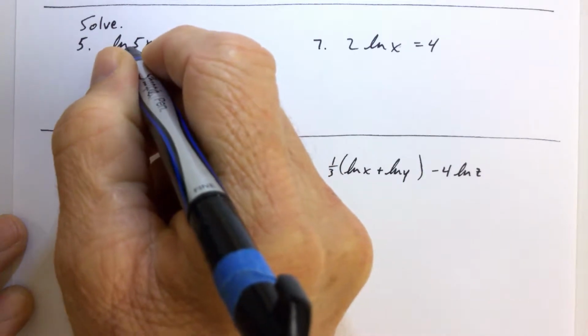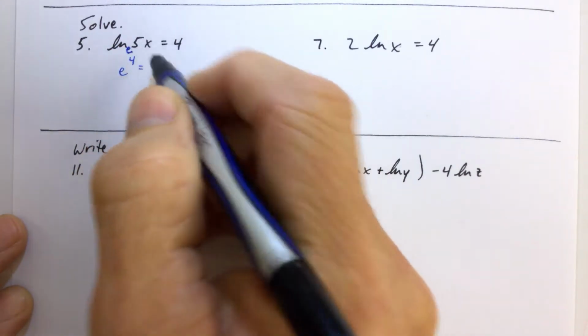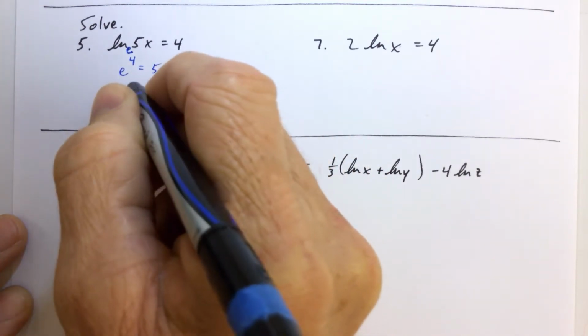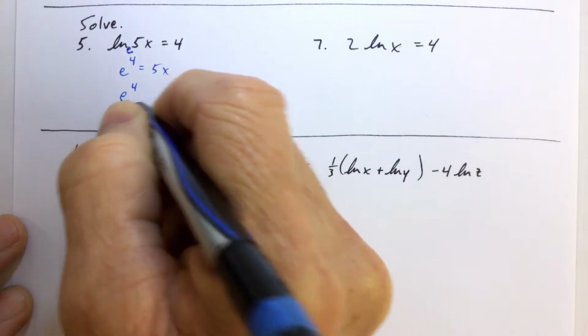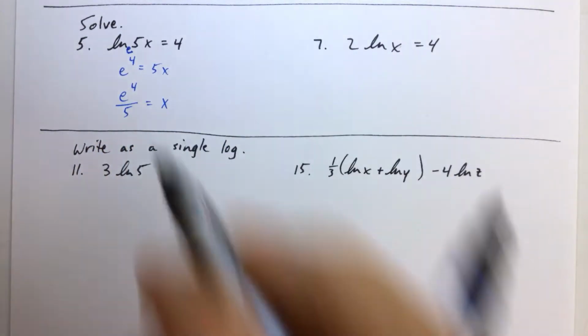So the base of this logarithm is e, so we can put a little e there to remind us. e to the 4th power is equal to the argument. And if we divide both sides by 5, then we would get e to the 4th over 5 is equal to x.